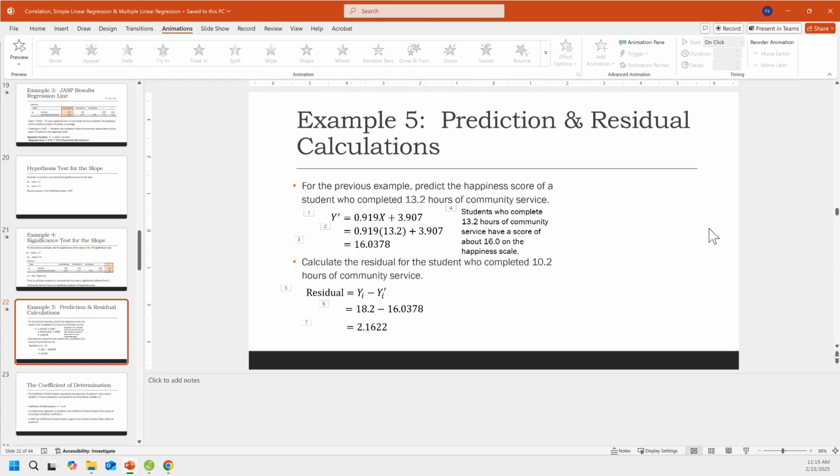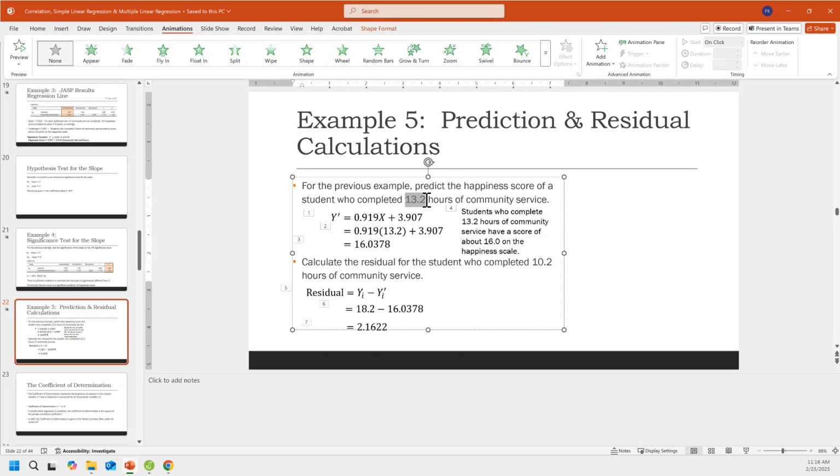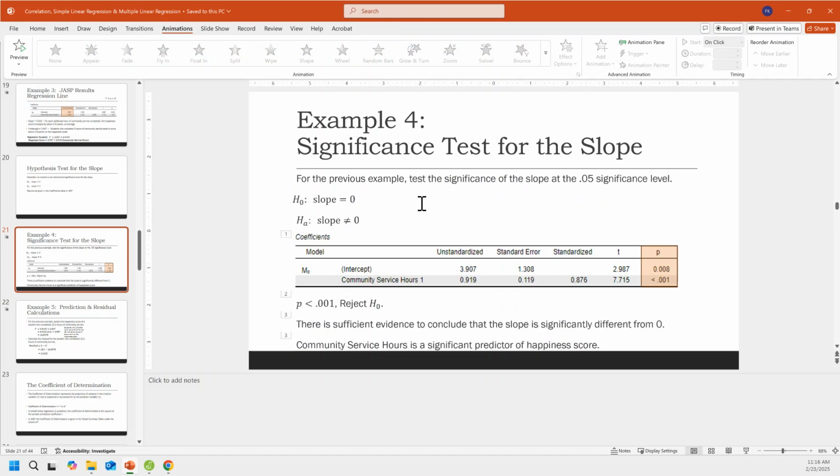In my original data set, my original plan was to use that data set with just 10 observations. That data set was changed, so I used a larger data set so that we can get more practice here. All right, but that is how you can do prediction, and you don't want to extrapolate. Now, I didn't have to use 13.2 hours. I could have used 13, but I chose 13.2 because that was an X value that was in my data set.